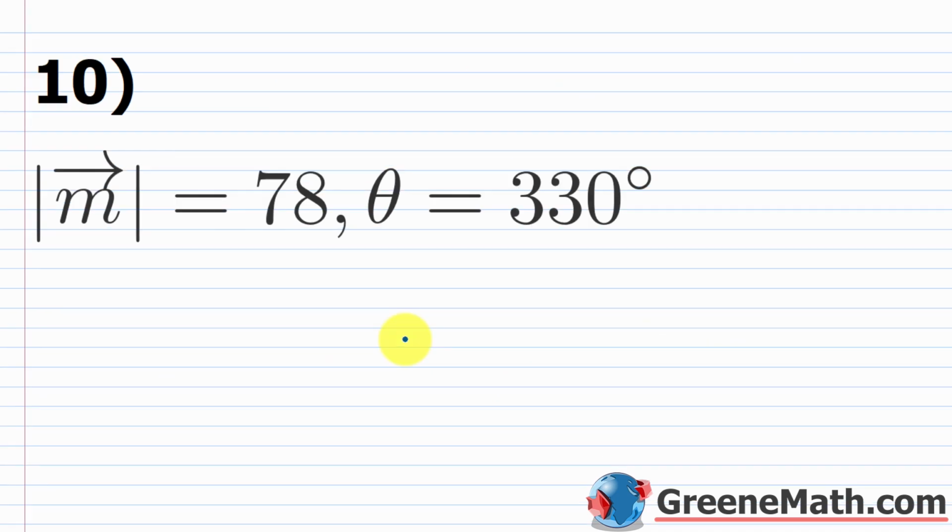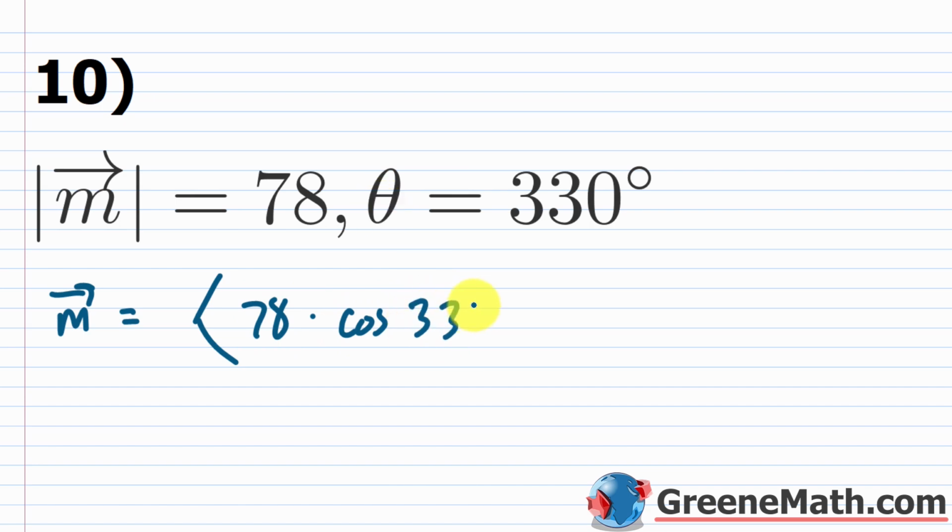All right, let's take a look at problem number 10. So we have the magnitude of our vector m, that's going to be 78, and the direction angle theta is 330 degrees. So again, in component form for the vector m, for the horizontal component, you're going to take the magnitude of your vector m, which is 78. You're going to multiply by the cosine of this direction angle theta.